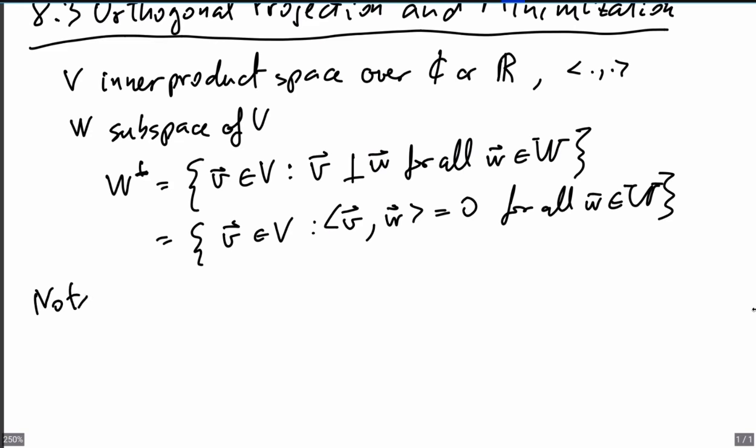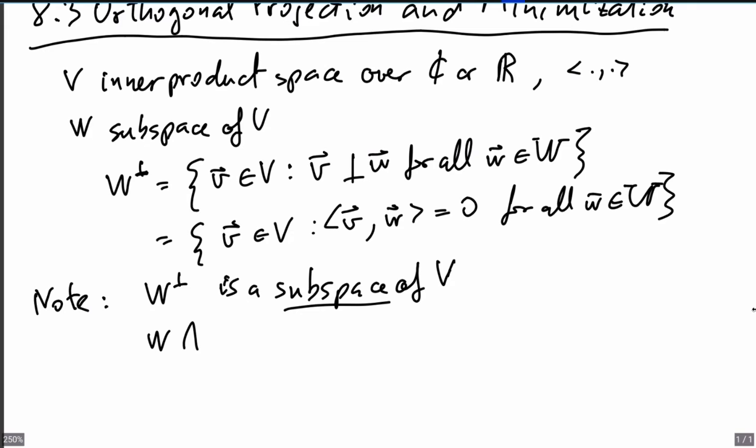It's easy to see that this W perp is a subspace of V. That will probably be a homework assignment or part of an exam. It's nice to see the subspace properties from the very first chapter we considered. Another property is that the W subspace and the W perp subspace have an intersection which is just the 0 vector.